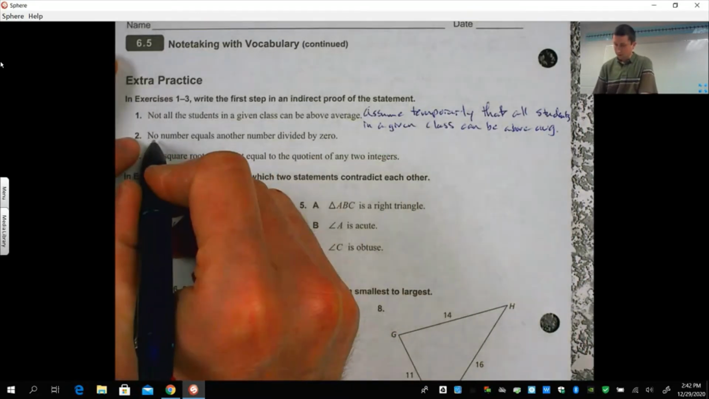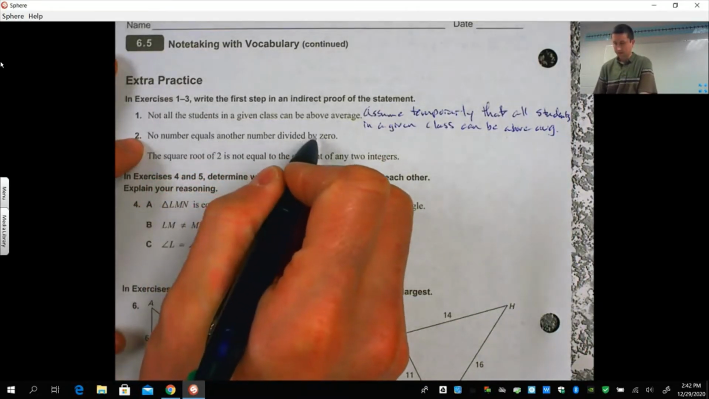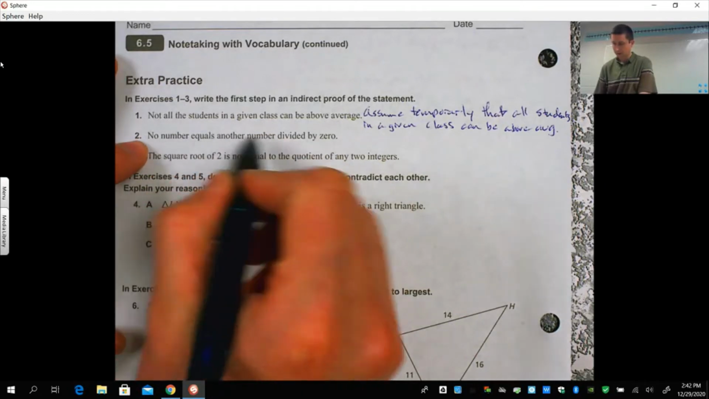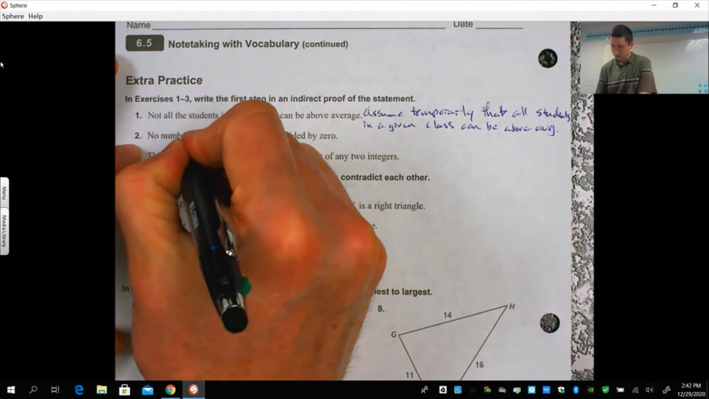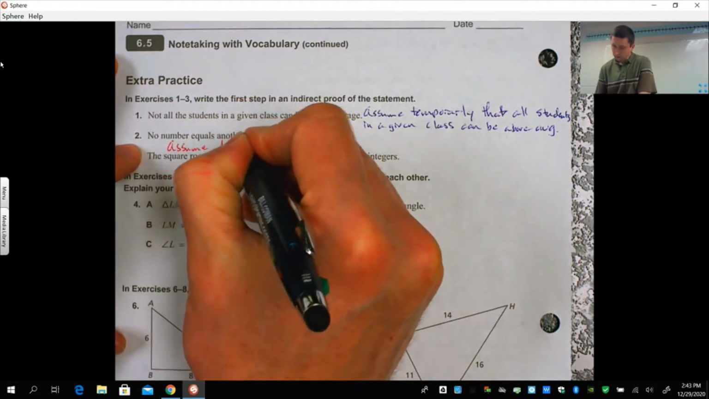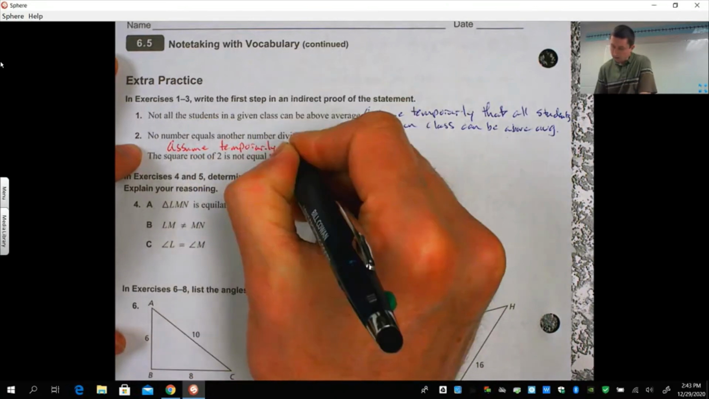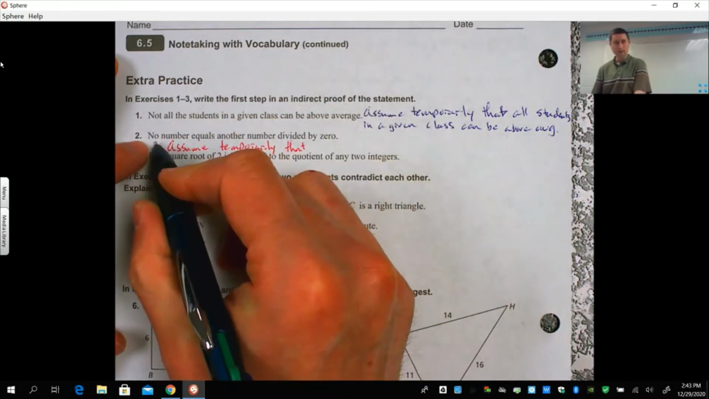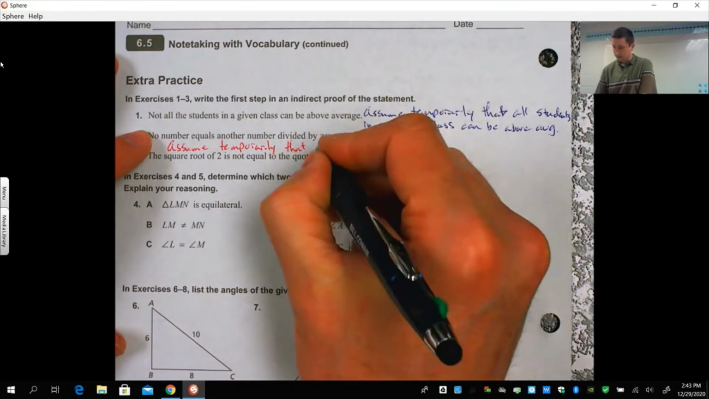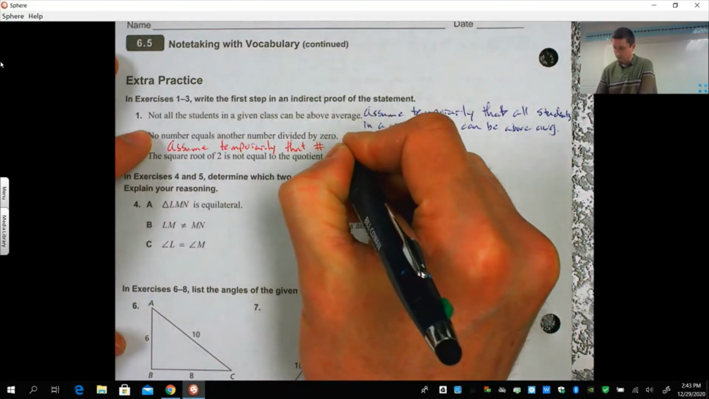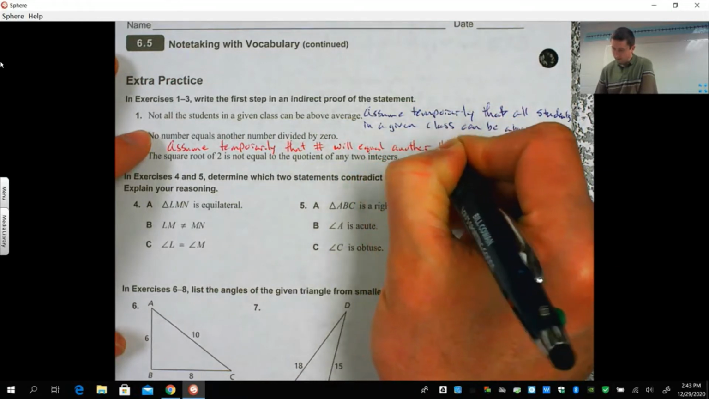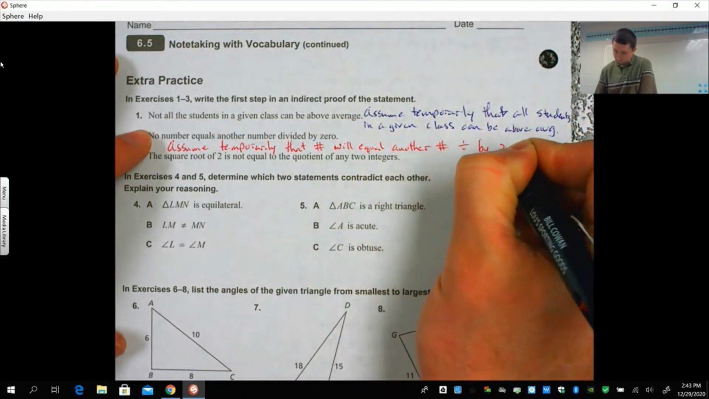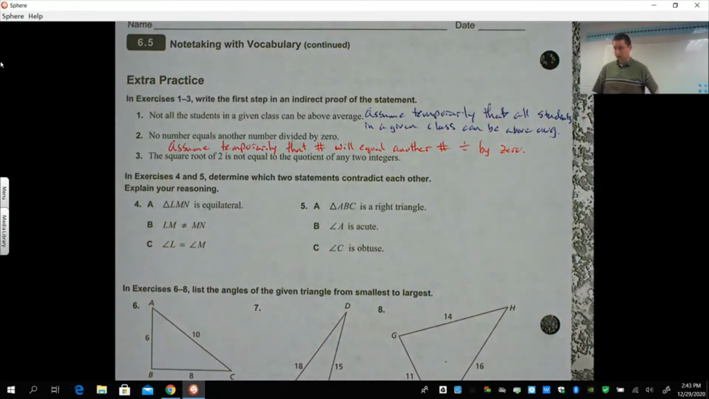Okay, number 2, no number equals another number divided by 0. So we are going to start with those magic words. Assume temporarily that, the negation of a no would take the no off, a number will equal another number divided by 0. Okay? So we assume temporarily that if you take a number divided by 0, you will get an answer.